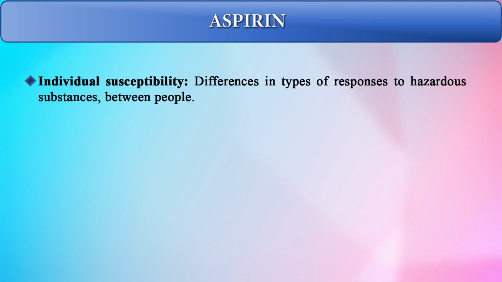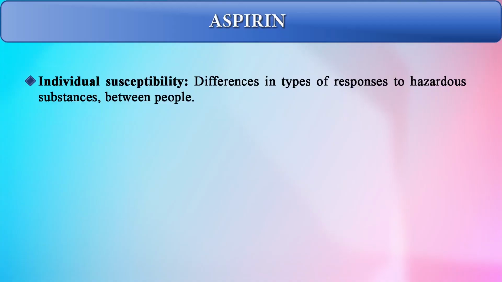Now we go on to the term individual susceptibility. There can be differences in the types of responses to hazardous substances between people. As I told you, some people may be oversensitive to certain drugs or medicines or even certain food that you eat. You could even be allergic to certain kinds of food, and that can be toxic to some people and may not be toxic to another. So that is called an allergic reaction.